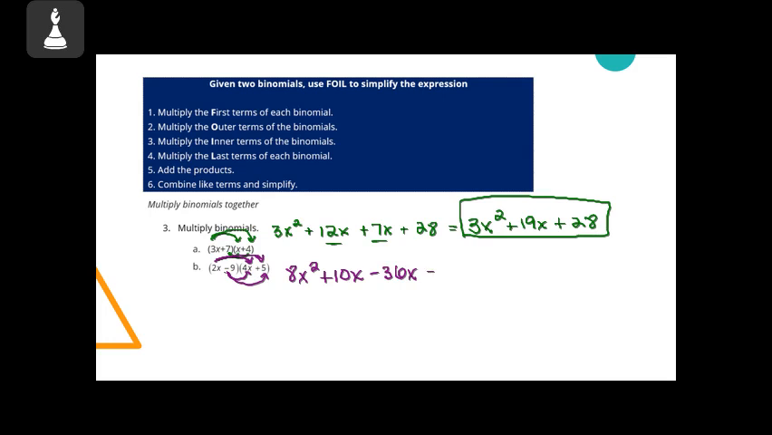Again, those two middle terms are like terms. They're just x pieces. So we're going to combine those together, carry the 8x squared over. 10x minus 36x is negative 26x, and then minus 45.